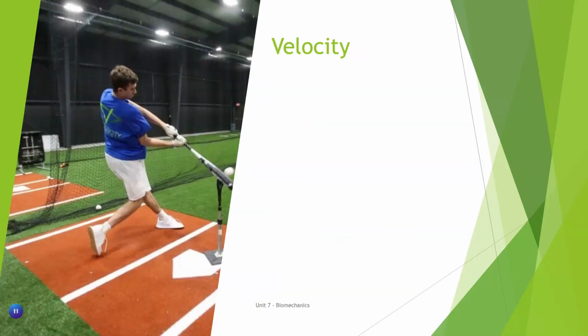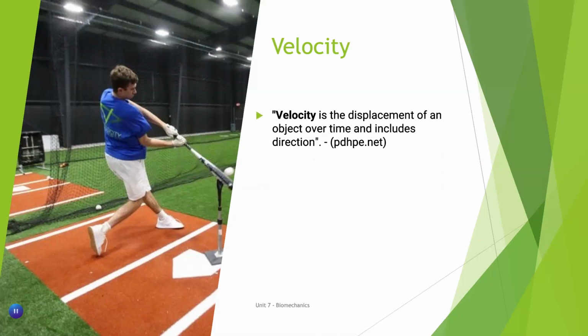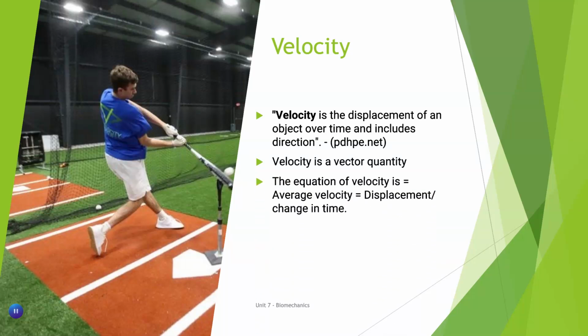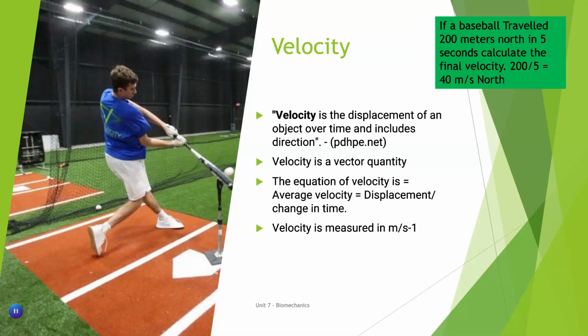We then have velocity, which is the displacement of an object over time with direction, meaning velocity is a vector. The equation for velocity is average velocity equals displacement divided by change in time. Velocity is measured in meters per second. We can use the equation in an example. If a baseball traveled 200 meters north in 5 seconds, what would the velocity of the baseball be? So you do 200 divided by 5, which is 40 meters per second north.